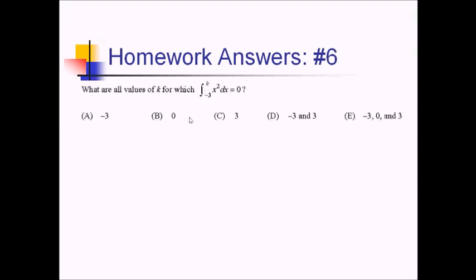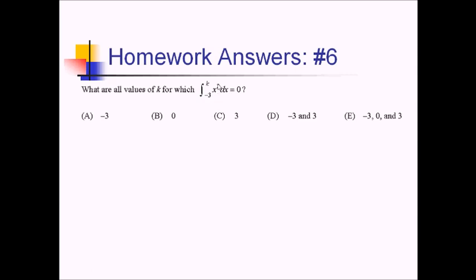For number 6, we want to know all values of k for which the integral from negative 3 to k of x squared equals 0. So the easiest way to do this one is to set up an equation by expanding this with the FTC, the integral evaluation theorem. So I need my antiderivative first to do this.